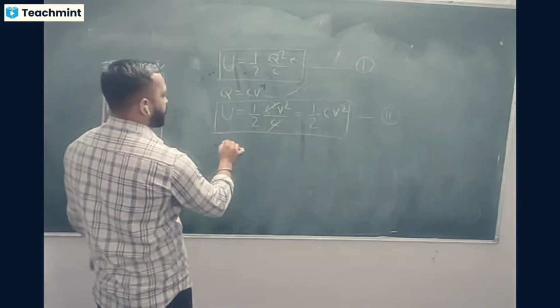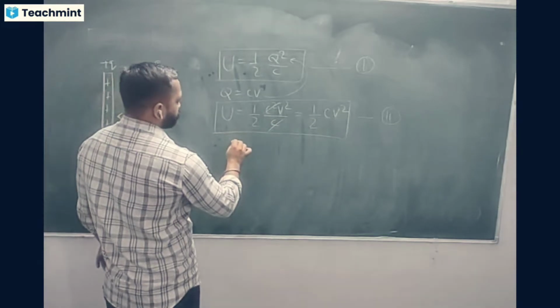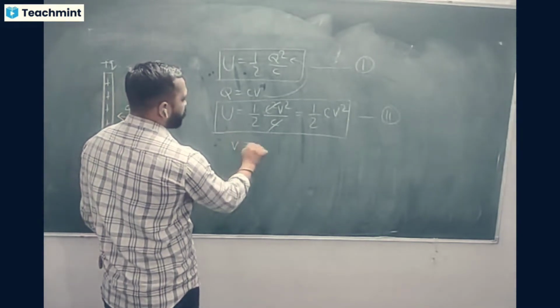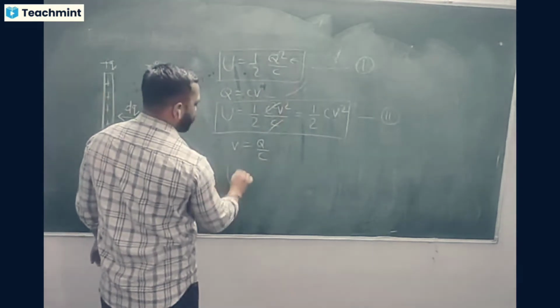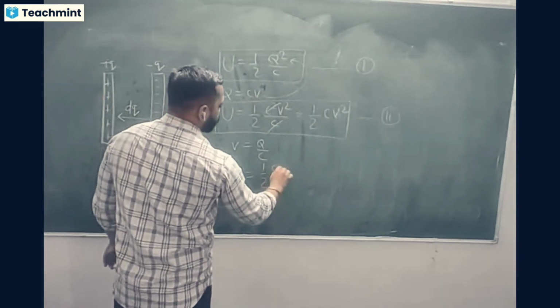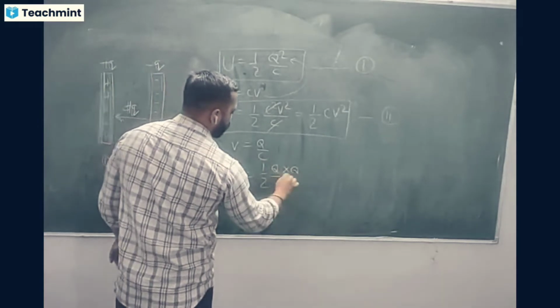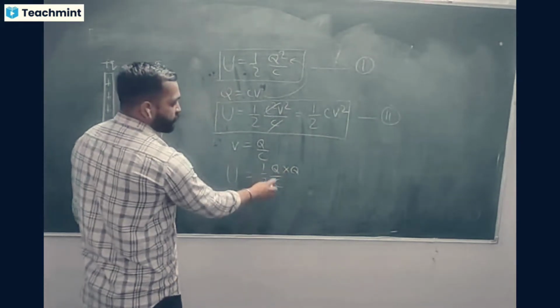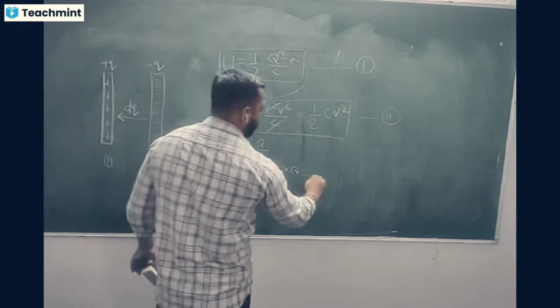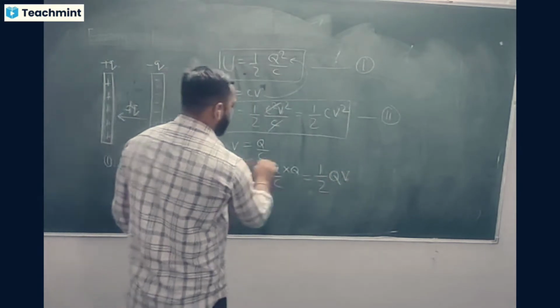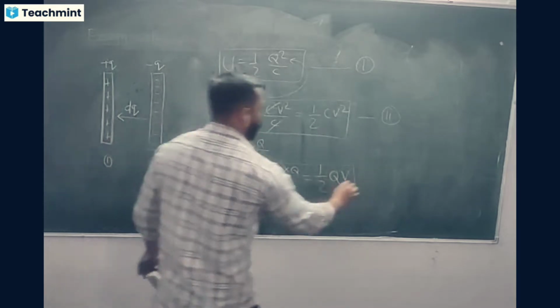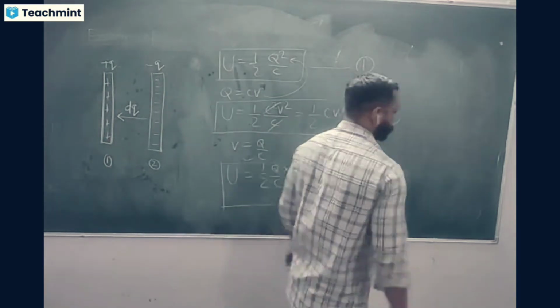Or generally, what can we write? Now, if you find out the value of V, from here it will be Q upon C. So this formula can be written as half Q into Q upon C. So Q upon C will become V, and the formula will become half Q into V. So this is the third formula of the energy stored.